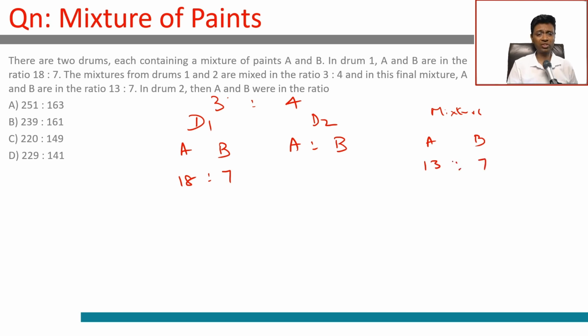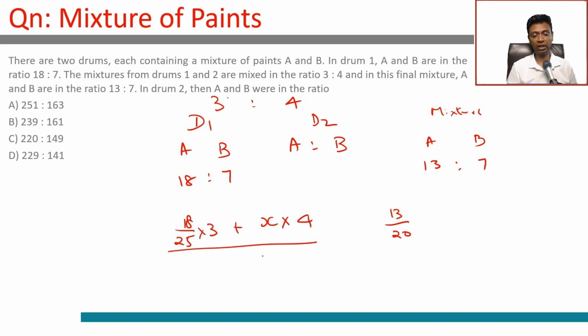Simple rule of thumb for questions like this: don't deal with A and B. Deal with A as a share of overall. What do I mean by that? A is 18/25 of overall. And here A will be some x of overall, giving an overall A of 13/20. And these two are mixed in the ratio 3:4. So 18/25 into 3 plus x into 4, divided by 7, is 13/20.